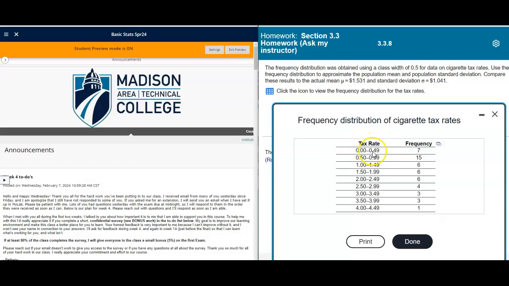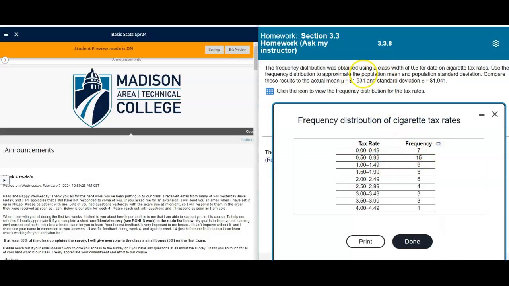So it's this entire range. The frequency listed here is how many of the tax rates are in that range from 0 to 49 cents. We don't know what they exactly are. They're just somewhere in that range, which is why we're going to get an approximation if we use the bin data, because we don't know what the exact number is for those 7. For instance, for this last one, the tax rate was somewhere between $4 and $4.49, but we have no idea what it actually was. So that's one thing to pay attention to.